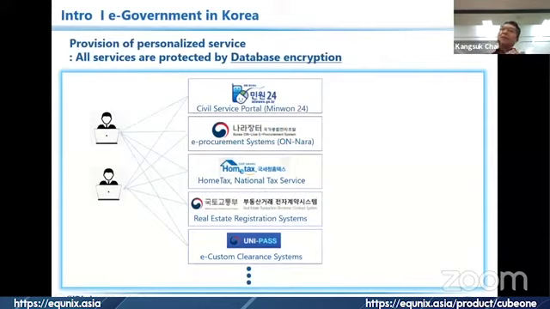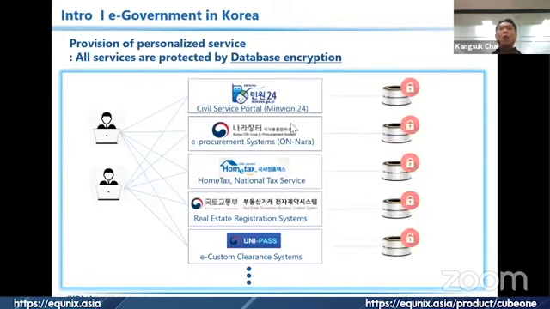All right, in e-government, Korea has a very high level of IT systems, right? We have a bunch of e-government solutions, 100 solutions. There is a civil service portal, e-procurement systems, home tax, and so on. But all services are protected by data encryption. And also Q1 is very strong in e-government solutions, probably 70% of market share, right?